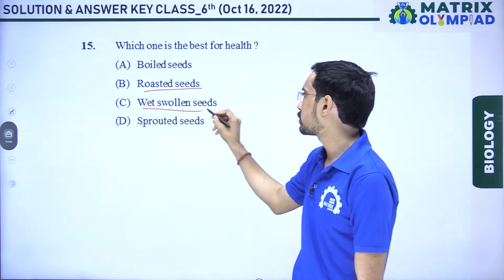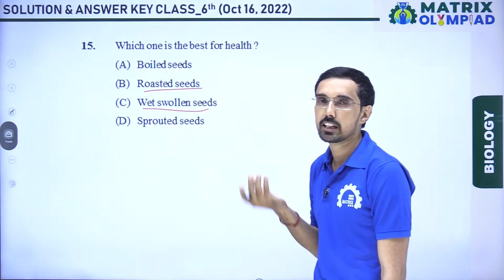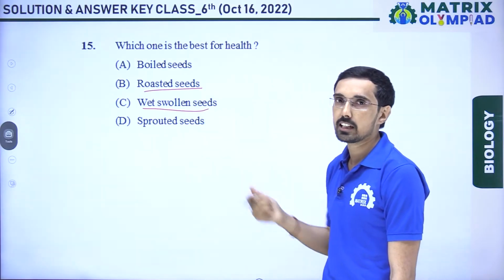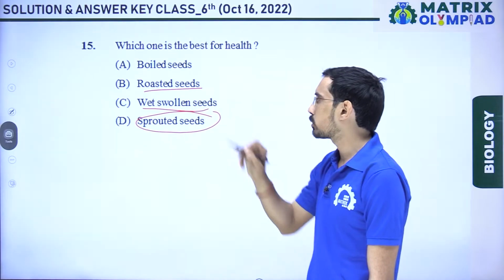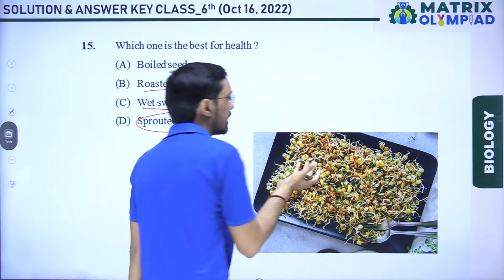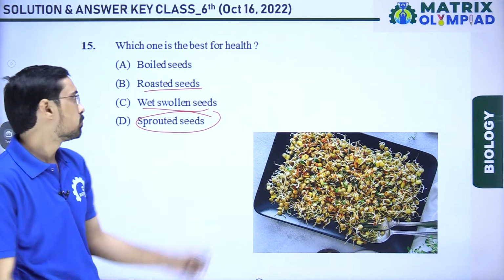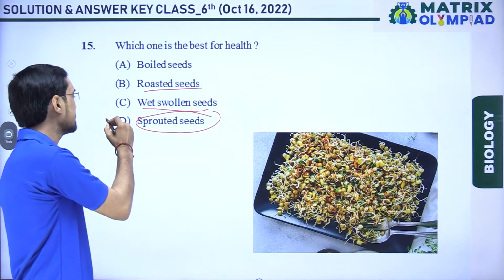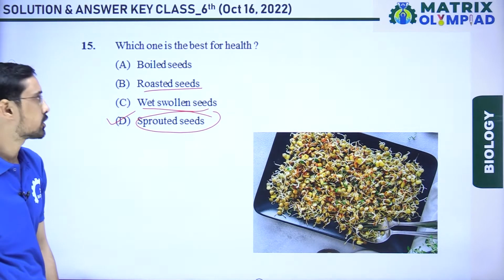Now move to the third option, wet swollen seed. If we swell any seed, it will not be easily digestible in our body. Now the last option is sprouted seeds. Sprouted seeds have started sprouting and it will be easy for our digestion as well as for our heart. Now the most appropriate option is D, sprouted seeds. Now move to the next question.